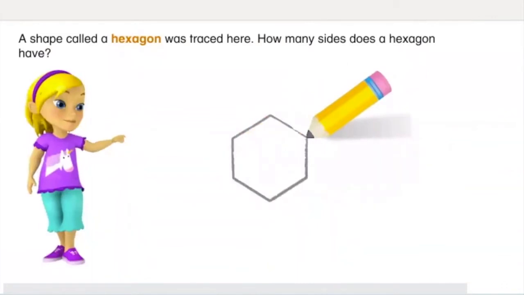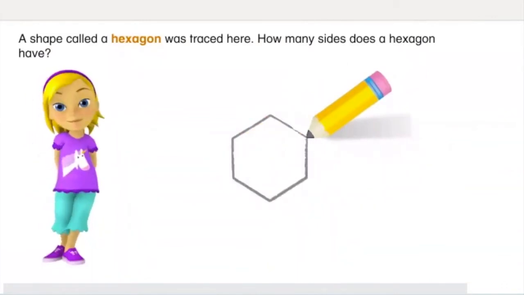A shape called a hexagon was traced here. How many sides does a hexagon have? Say that with me. Say hexagon. Let's say that 3 times. Hexagon, hexagon, hexagon. How many sides does a hexagon have? Count them.